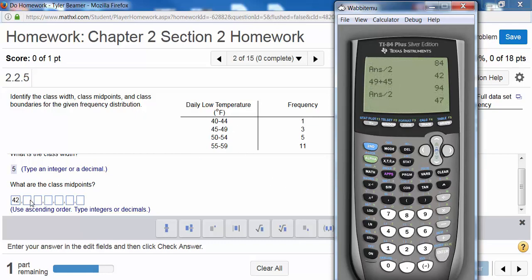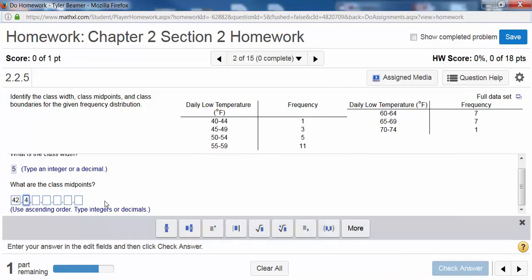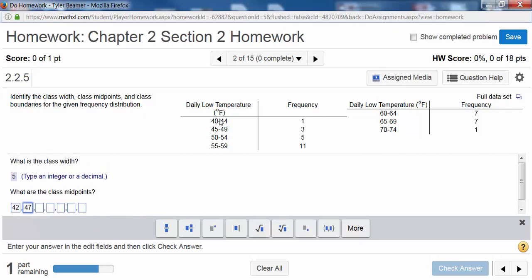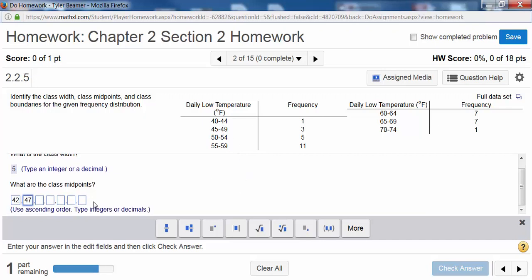And so you probably notice a pattern that basically if we take the lower class limit and add 2, we get to the midpoint, which should make sense since we have a difference of 4 between 44 and 40 and 49 and 45 and so on and so forth. So that should give us the class midpoints.